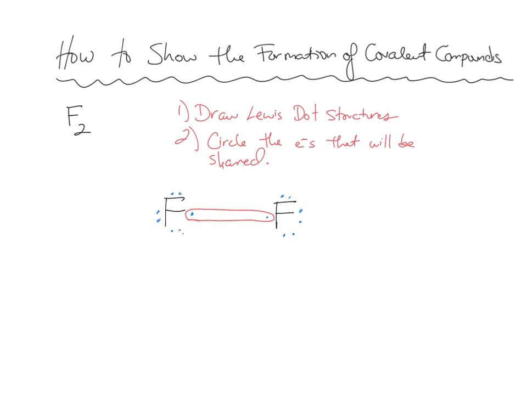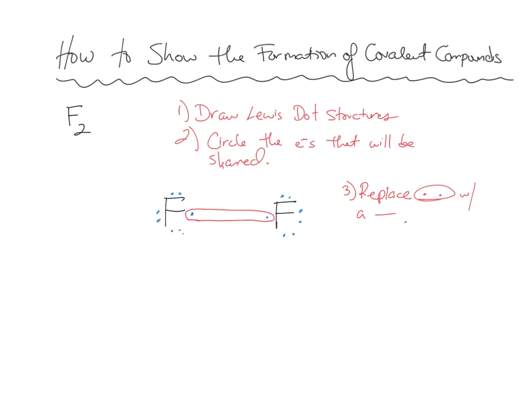So what's going to happen is each fluorine is going to share that one pair, thus giving each fluorine an octet. Now, it's not a complete octet, all right, because they are sharing. It's not a transfer like an ionic bond. Now, lastly, what I'm going to do is I am going to replace the circled electrons with a line.